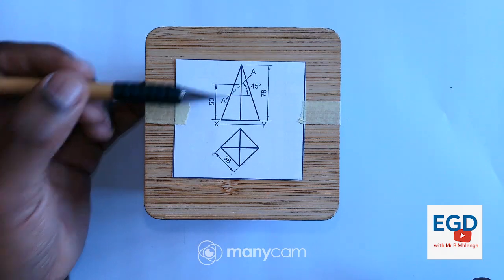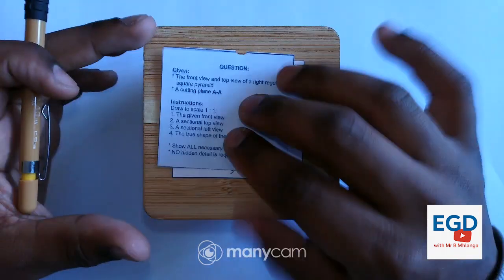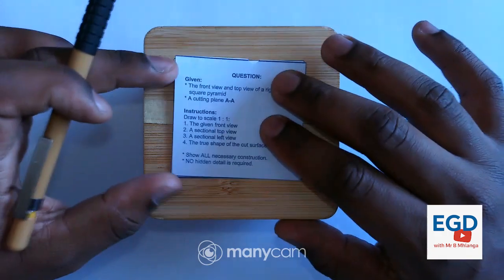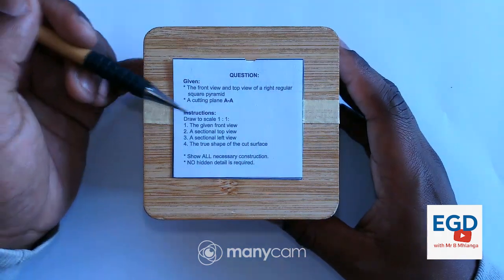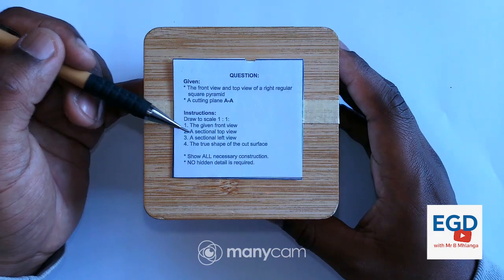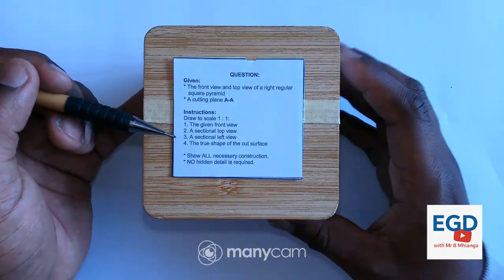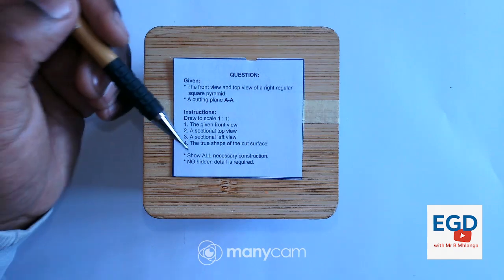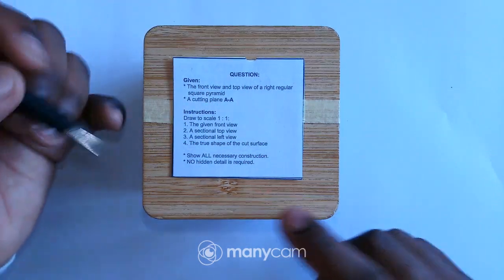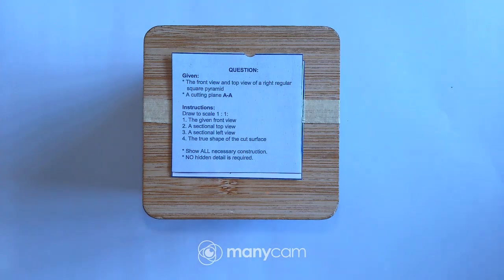So this is the front view, this is the top view of the square pyramid. Instructions: we have to draw these four views using scale 1:1. We have to draw the given front view, sectional top view, a sectional left view, and the true shape of the cut surface, and we have to show all necessary constructions. No hidden detail is required.